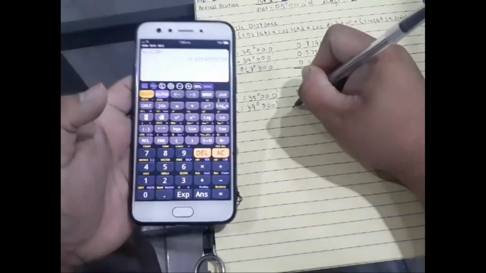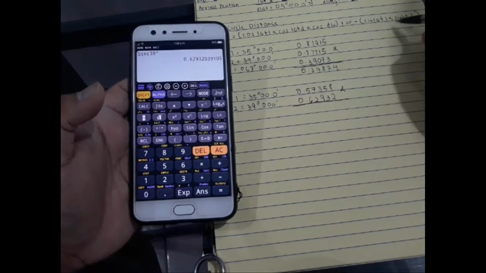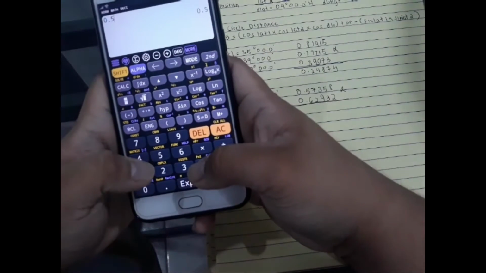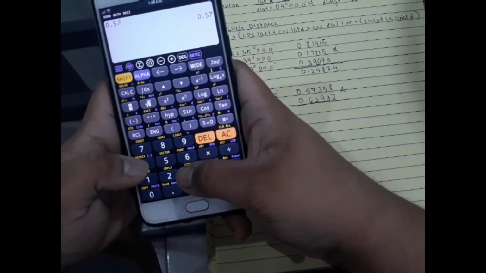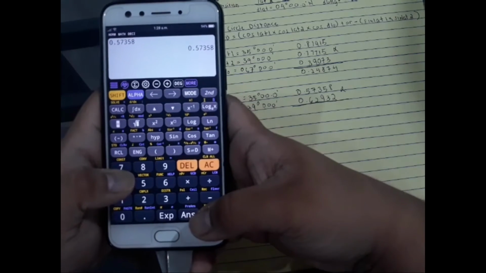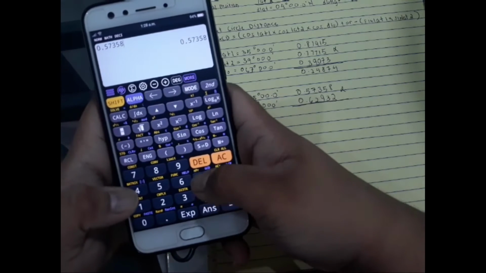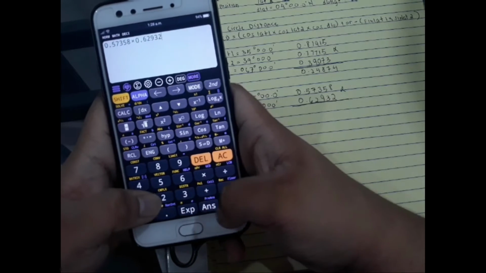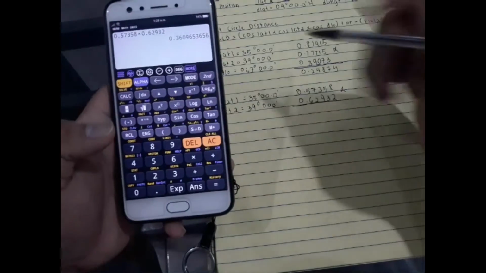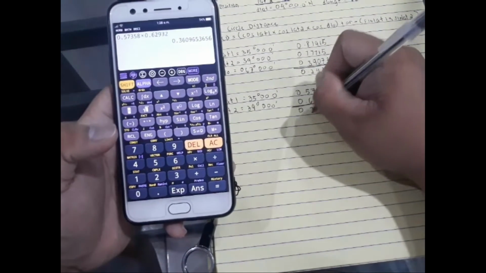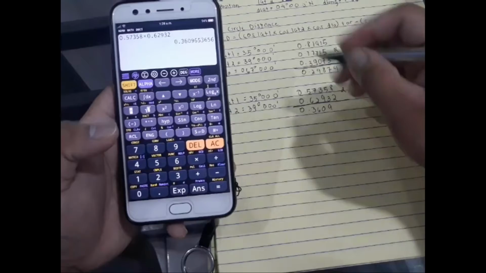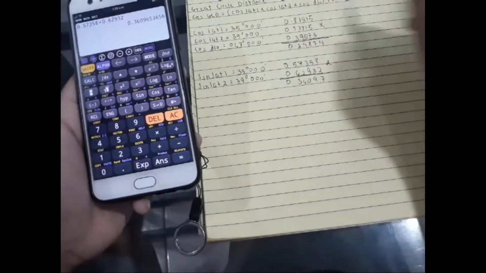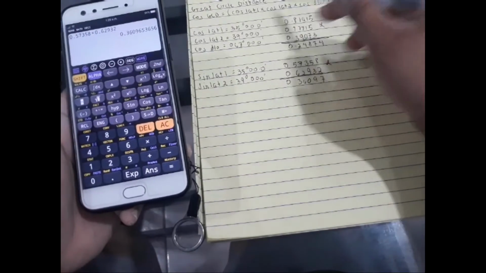The answer is 0.62932, and of course we need to multiply them because it's written in the formula. So 0.57358 times 0.62932 equals 0.36097, rounded off to 5 places. Now we have the answers for the cos lat and the sin lat.